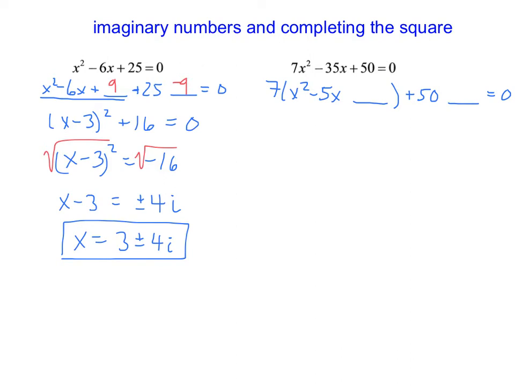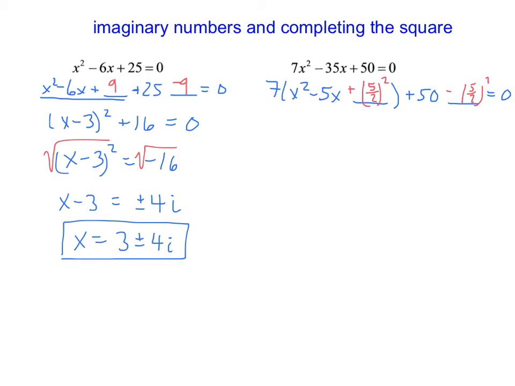Now, wishful thinking. It would be great if I had half of this, so that would be negative 5 over 2, and we want to square that. Because it's negative and it's being squared, I'm just going to write it as plus there. So I'm adding that to that side, but I'm going to have to subtract it over here. So we got this (5 over 2) squared.